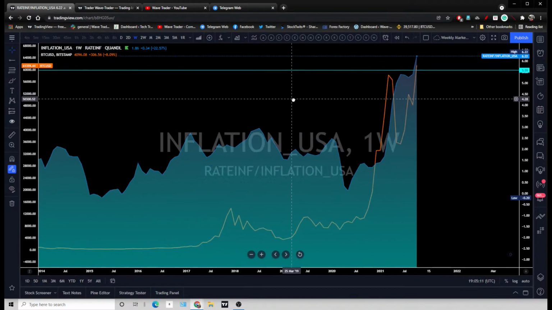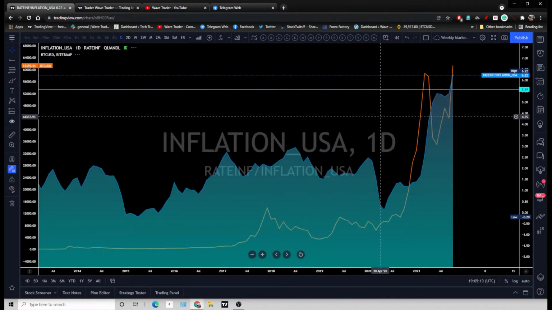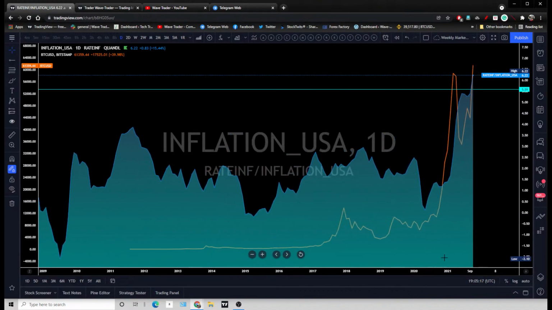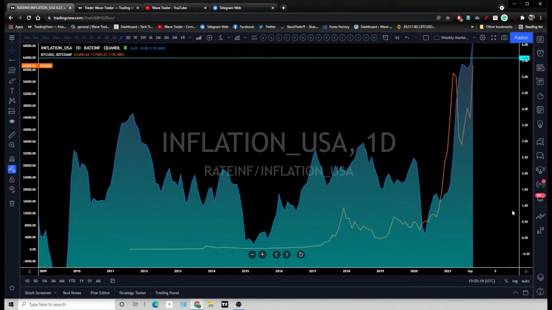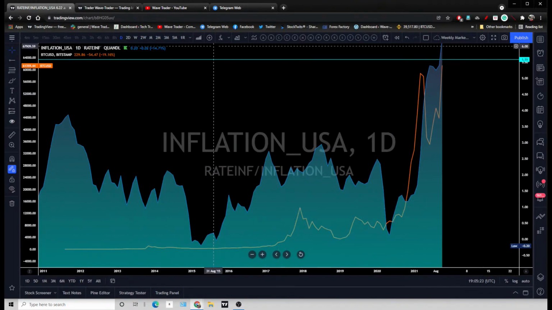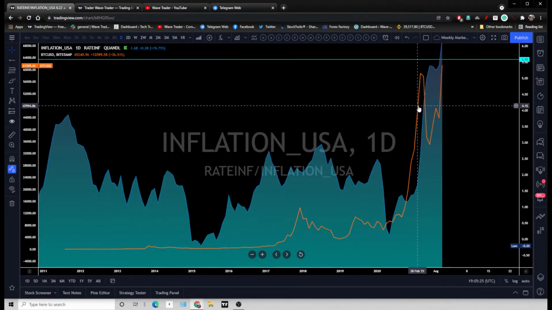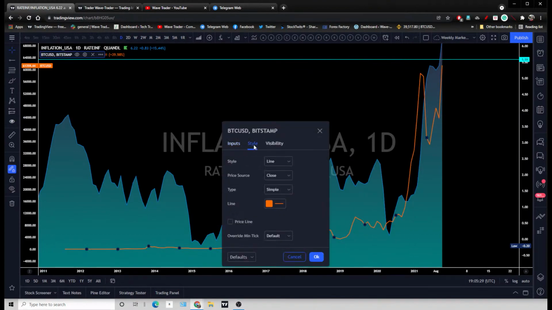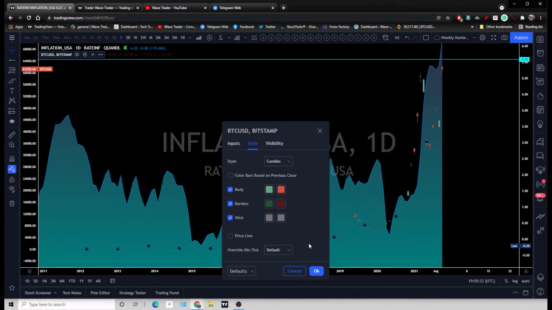All right, so there, okay, there where the crash came. All right, let's change candles. Candles are not all right.